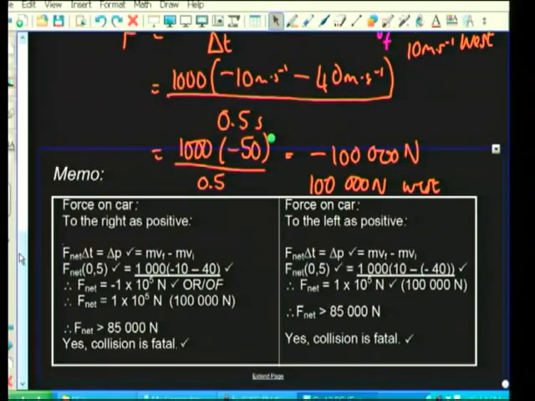And notice the final answer, you will get a mark for interpreting that and explaining that this collision could be fatal.